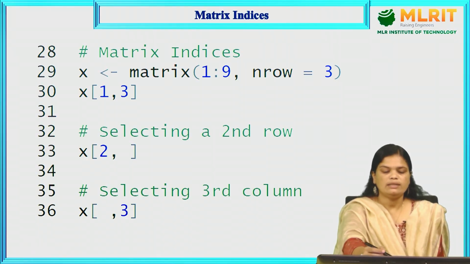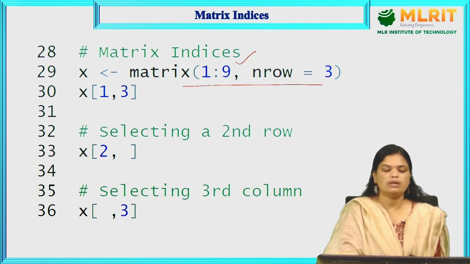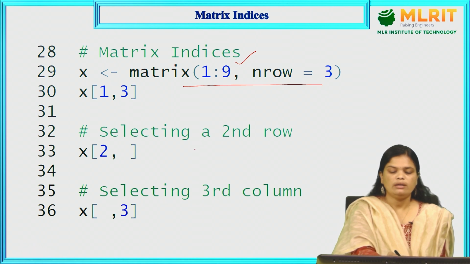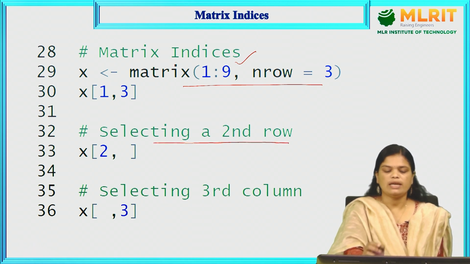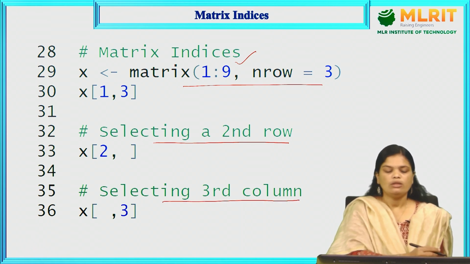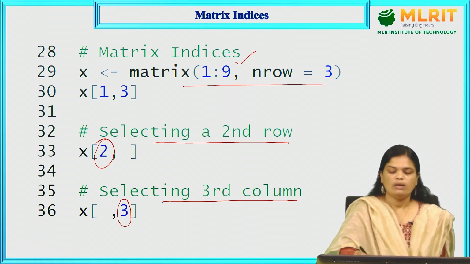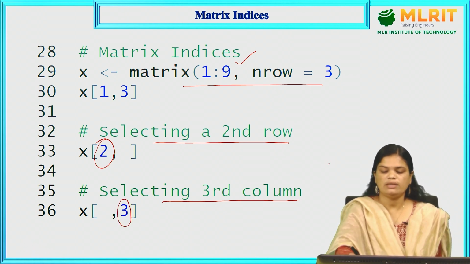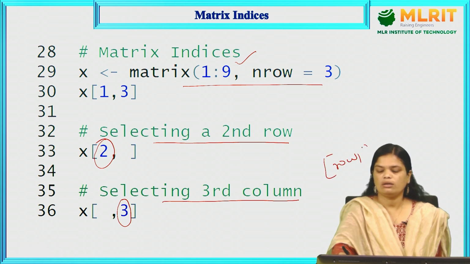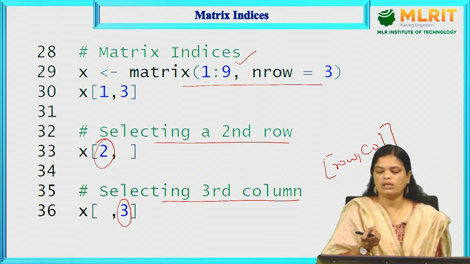The matrix indexing, the same example, 1 to 9 elements, and nrow is 3. So look at here, you are selecting only the second row of the matrix and you are selecting only the third column of the matrix. The row needs to be specified here and the column needs to be specified here. So the index of a matrix is row comma column. You want only a single row. You have to specify it in the row index place.